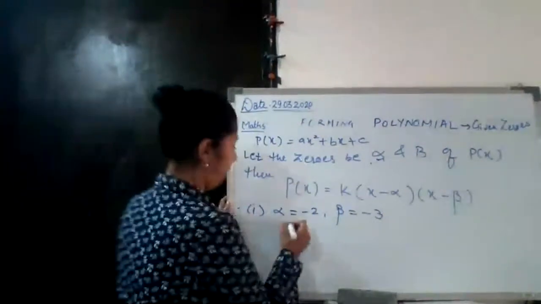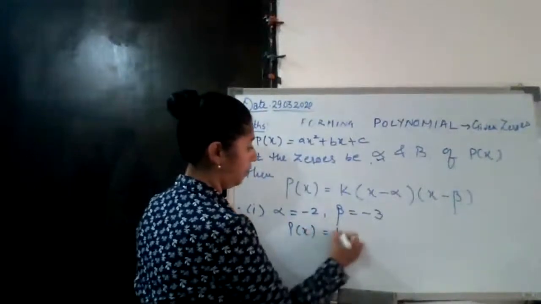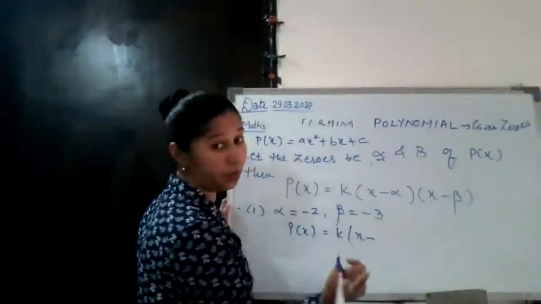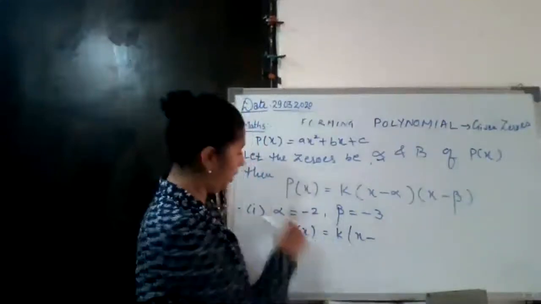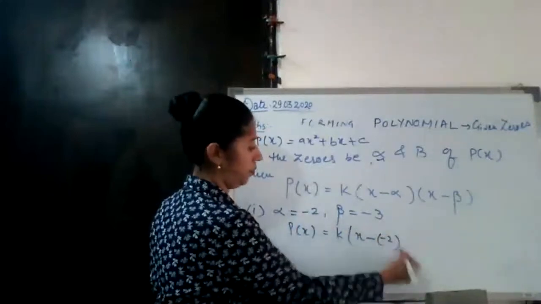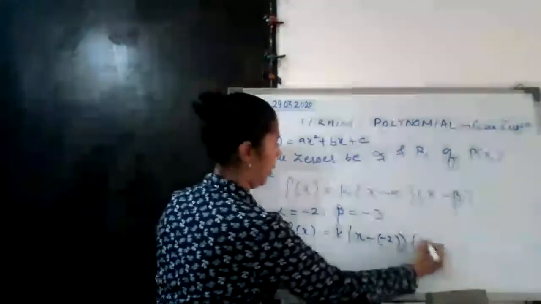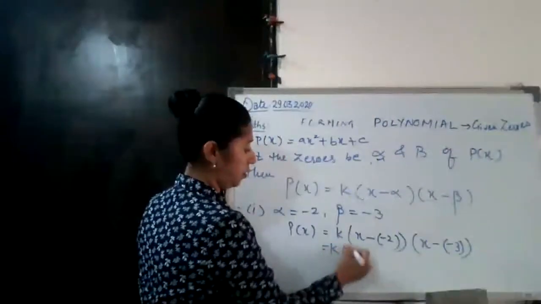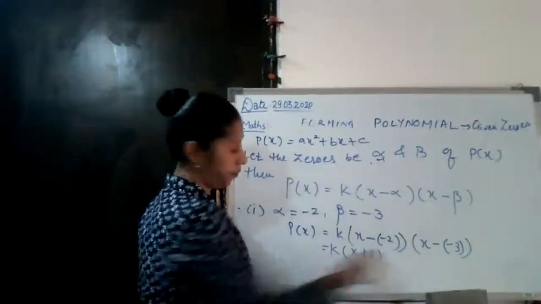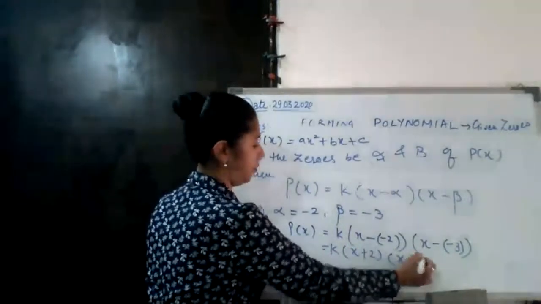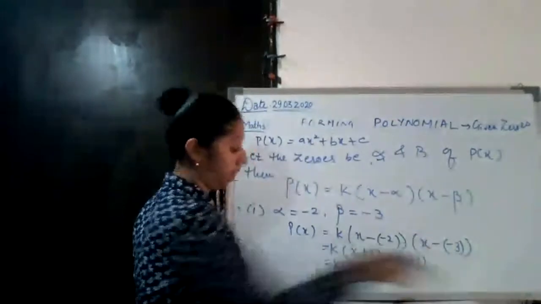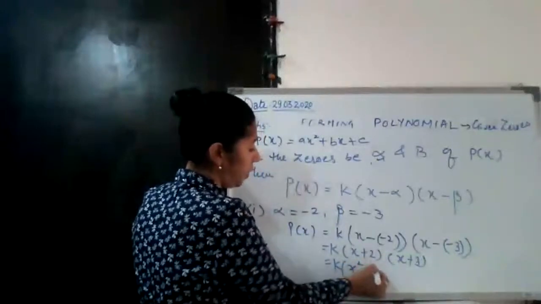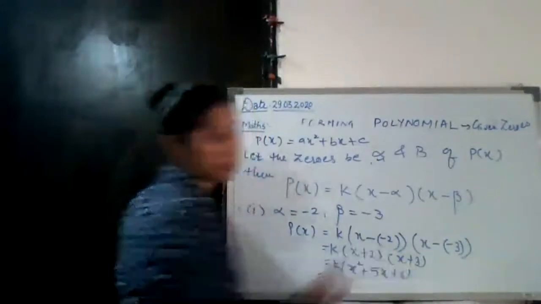Okay, so now how will you do it? Very simple. p(x) is k times (x minus alpha), with alpha as minus 2, into (x minus minus 3). I hope it's getting clear. So it is k times (x plus 2) into (x plus 3). When you simplify this, expand it, what do you get? k times (x squared plus 5x plus 6). I think quite simple.